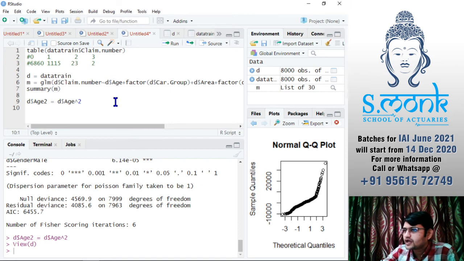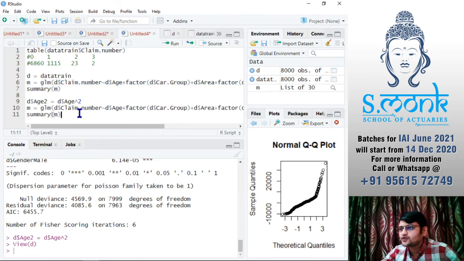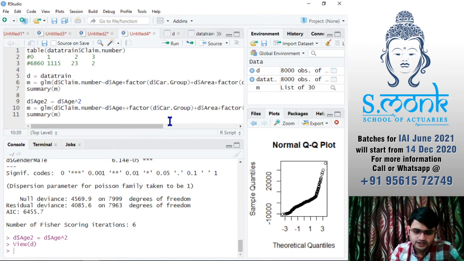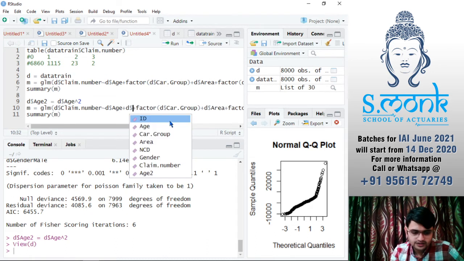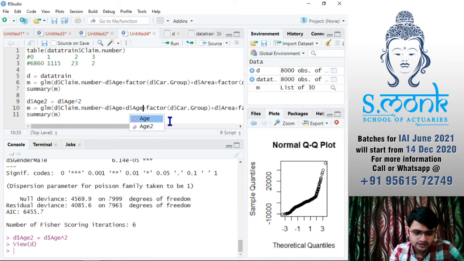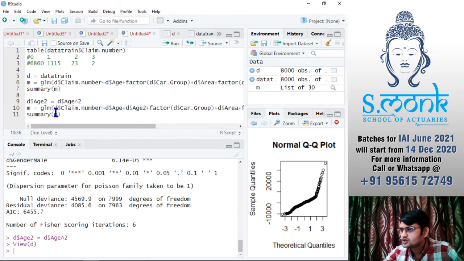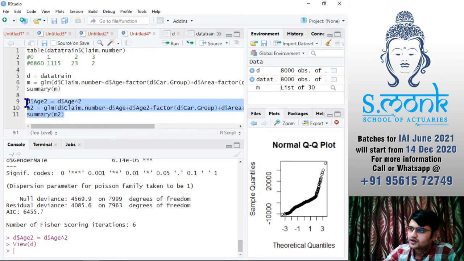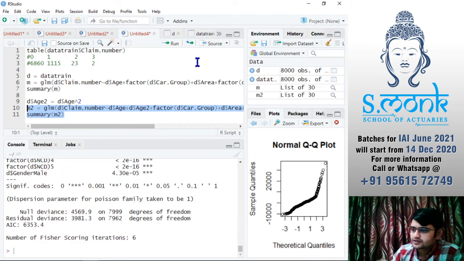It is just square of these ages. So now we have to create another model. I will just copy all of this, and all we have to do is add age 2. So I will say here plus d dollar age 2. This I will name as model 2, summary model 2. Control enter. Now I have my another model.